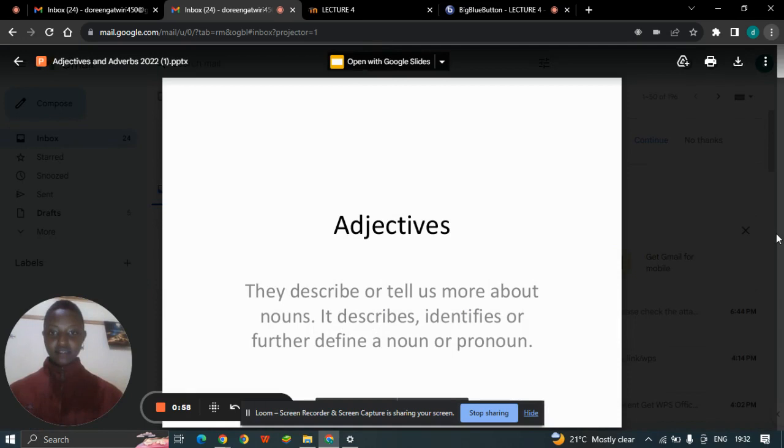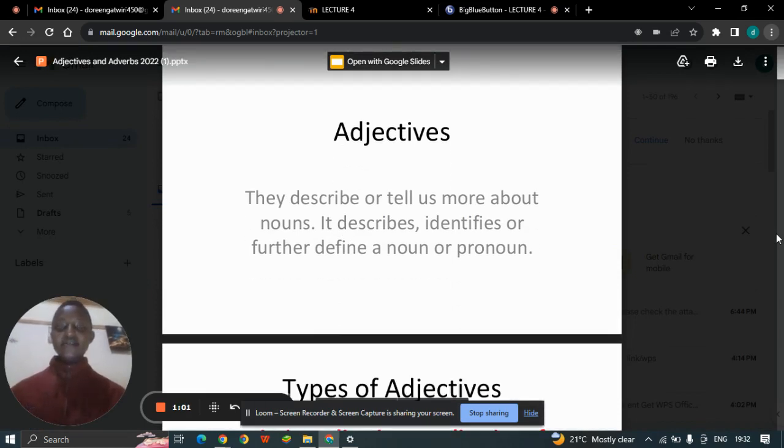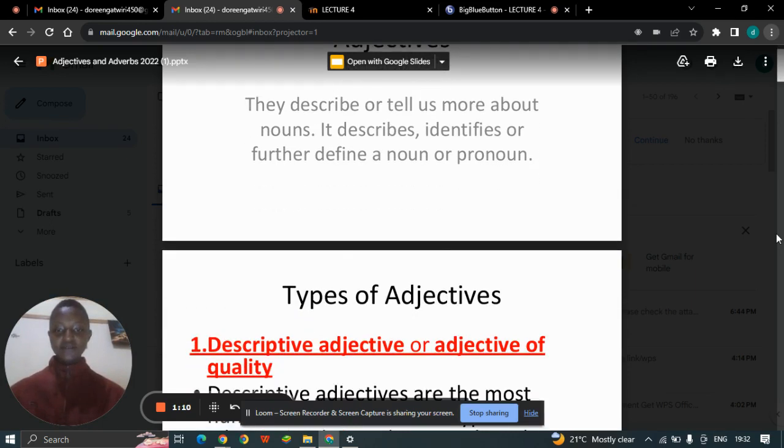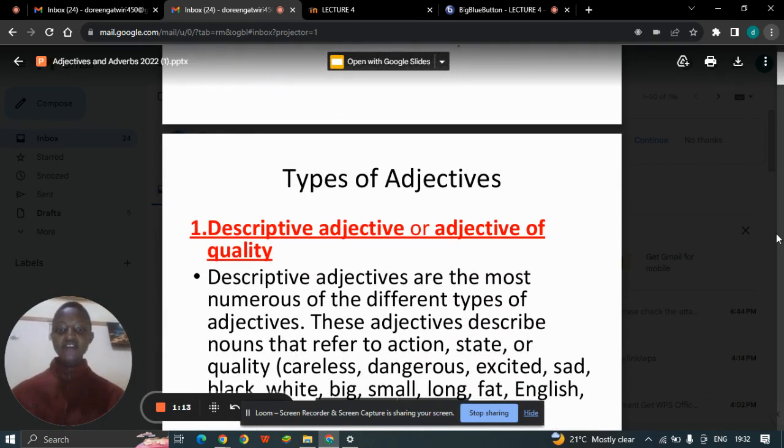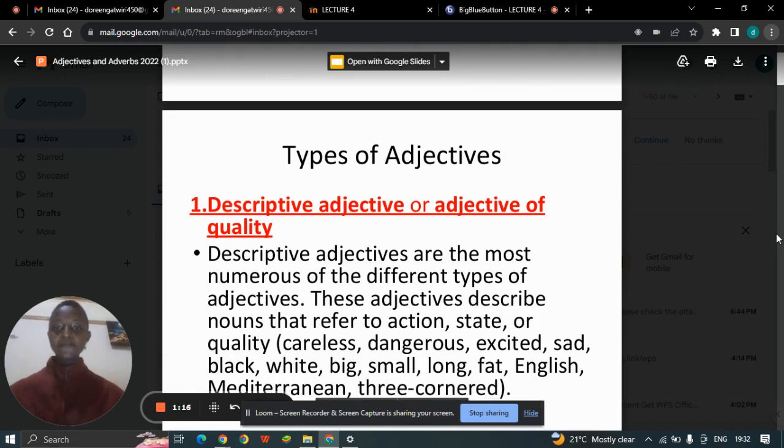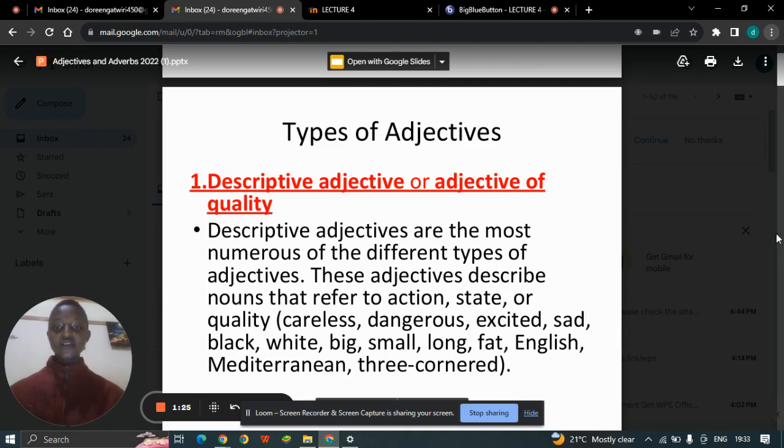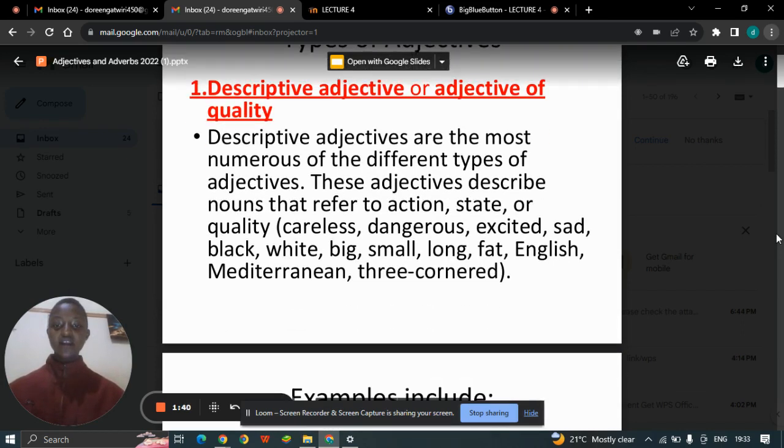Adjectives describe or tell us more about nouns. They describe, identify, or further define a noun or a pronoun. So, types of adjectives. One, we have the descriptive adjectives, or rather the adjectives of quality. Descriptive adjectives are the most numerous of the different types of adjectives. These adjectives describe a noun that refers to action, state, or quality. That is carelessness, dangerous, excited, sad, black, white, big, small, long, fat, English, Mediterranean, three-cornered, etc.